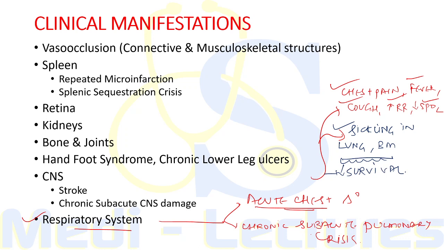Now, the another entity is chronic subacute pulmonary crisis. This leads to pulmonary hypertension, pulmonary artery hypertension, and finally, it can lead to cor pulmonale, that is right heart failure, and features like generalized body edema. So this occurs because free hemoglobin S consumes NO, which is a pulmonary vascular vasodilator. So the consumption of NO leads to vasoconstriction and pulmonary arterial hypertension.